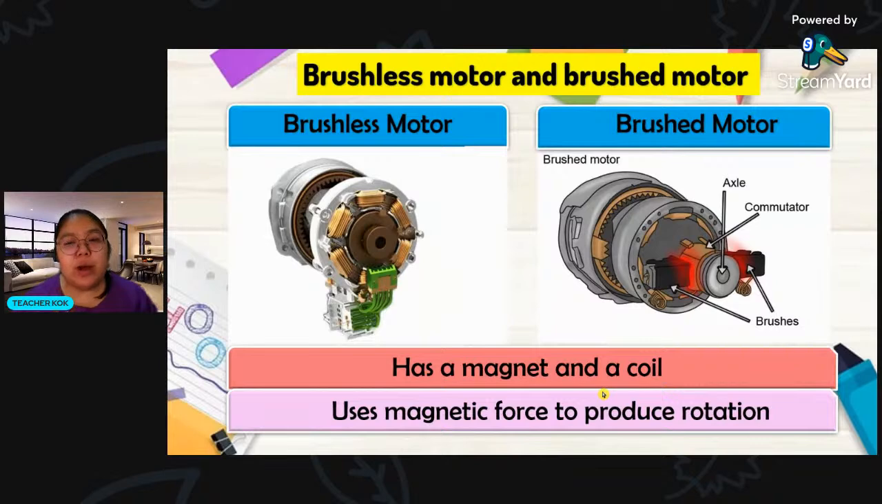Both also have a magnet and also the coil. Now we see what the differences are for the brushless and brush motor. Brushless means they don't have any carbon brush. You can see this one has a black color brush, but this one has nothing. They only have the coil and the magnet. Now we are going to see the function of both motors.